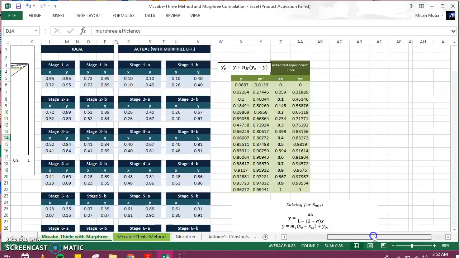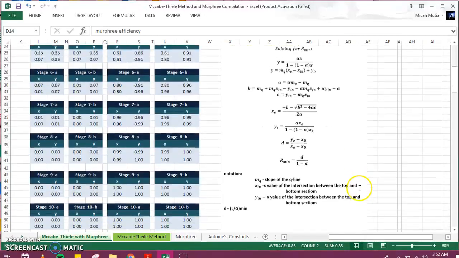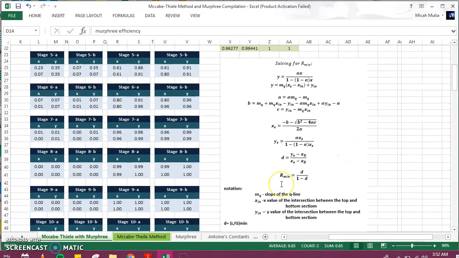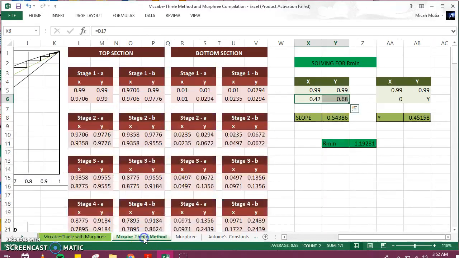To obtain R min, you can use this flow, or the simpler way, wherein you equate the equation of the Q line and the equation from the XD to the pinch point.